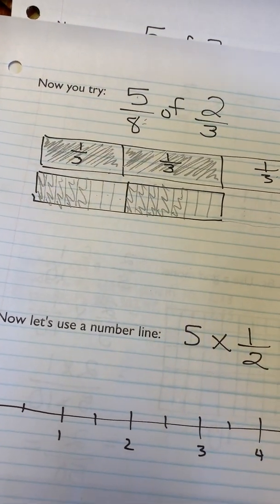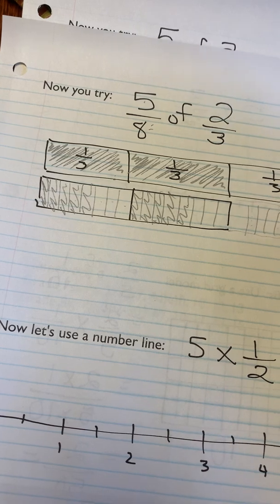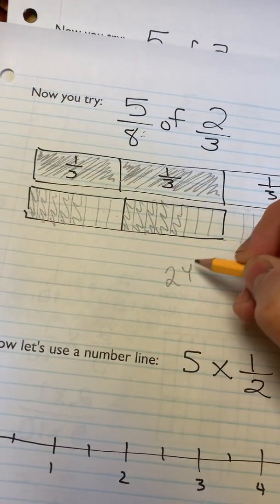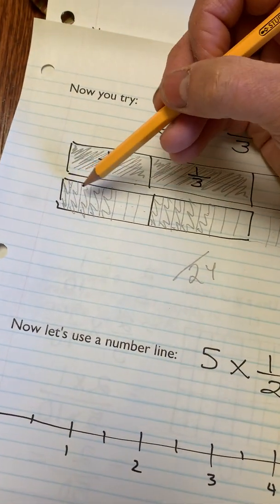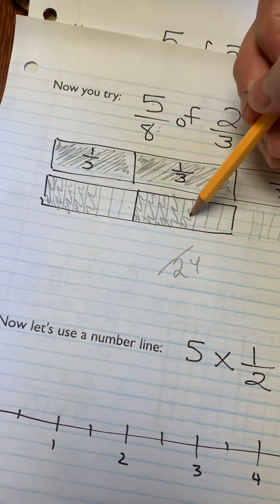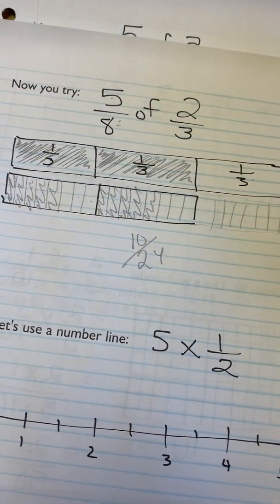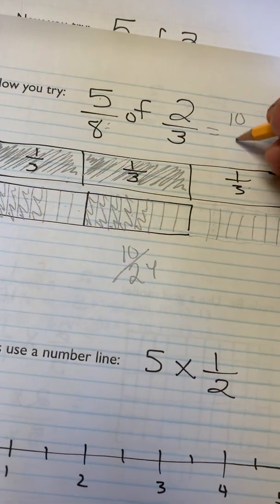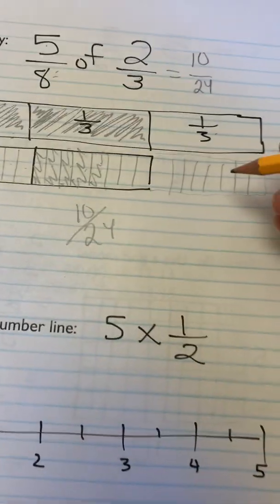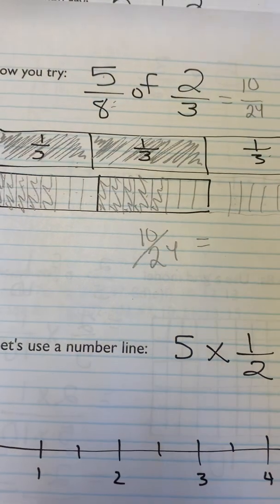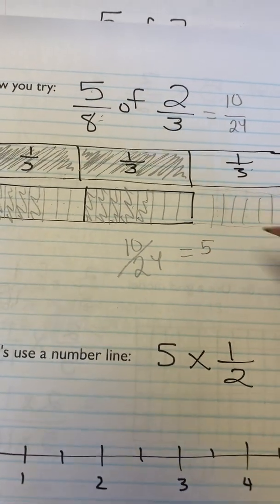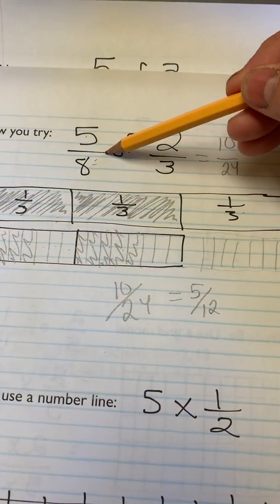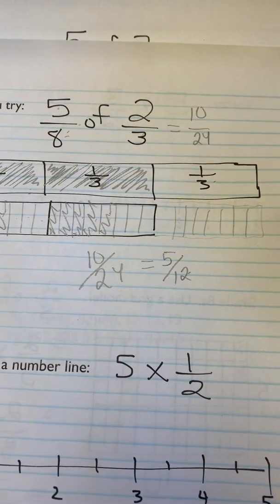Then you could imagine we would have another piece here that would also be broken into pieces of 8. If you counted all of our pieces of 8 up, we'd end up with 24 pieces. We colored in 1, 2, 3, 4, 5, 6, 7, 8, 9, 10. 10 pieces of 24. Some of you again would say, hey, I could have done that up here. 5 times 2 is 10. 8 times 3 is 24. Yes, you'd get that same number. Then you could divide both of these by 2 to get your lowest possible terms and get 5/12. So your answer of 5/8 times 2/3 is 5/12.